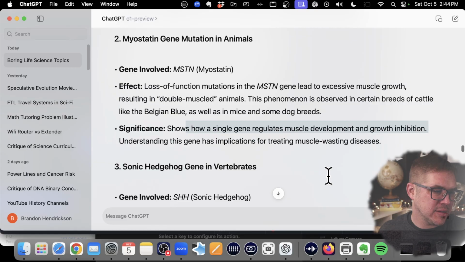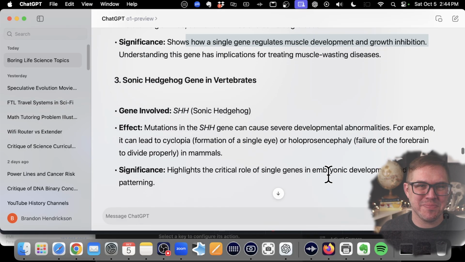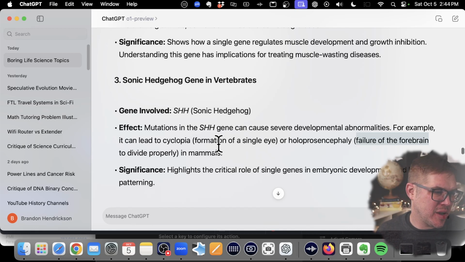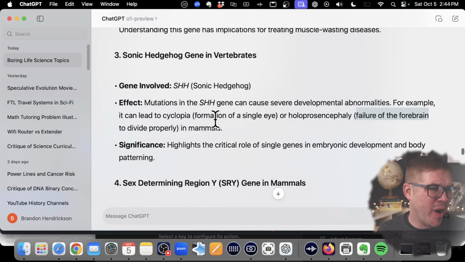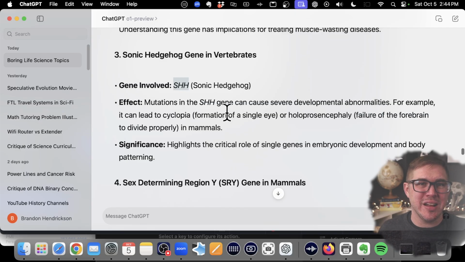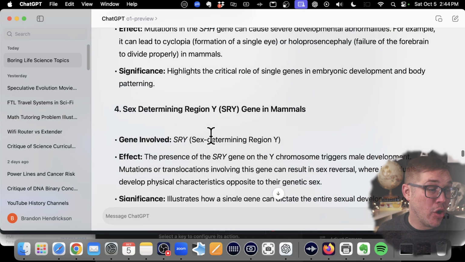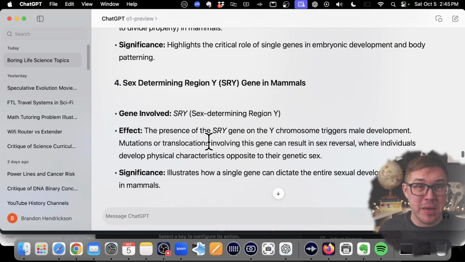Yeah. Sonic hedgehog gene. Yeah, it really is called SHH after Sonic the Hedgehog. Mutations in it can cause severe developmental abnormalities, like the formation of a single eye. Oh, cyclopia, or the failure of the forebrain, your front brain, to divide properly. Why the heck is it called the Sonic the Hedgehog gene? There's a reason for it. I read about this once. Oh my gosh!